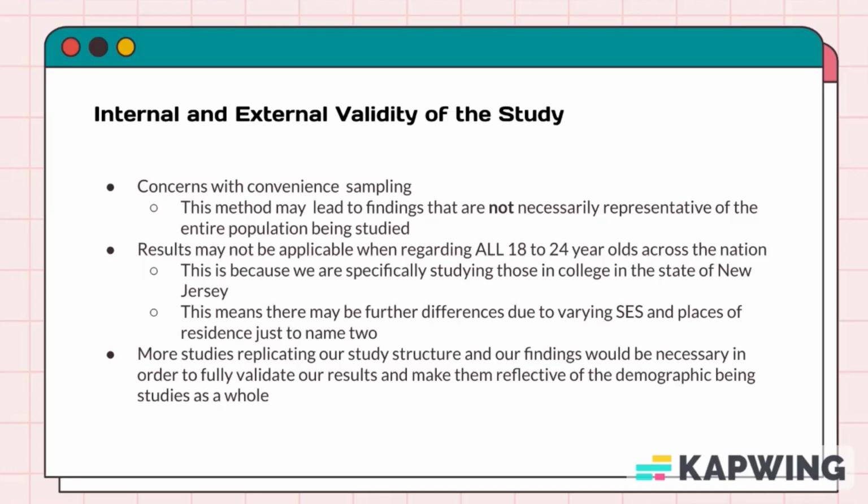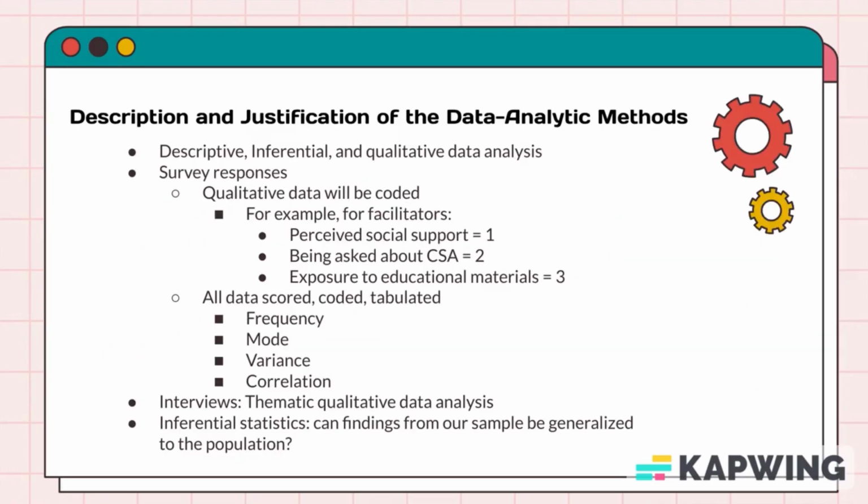That being said, there is a need for other studies to replicate this similar study structure and study the demographic at hand or in question to make sure that the results and the findings we draw from this study are both valid and can be used in the future. To analyze our data, we will use descriptive statistics, qualitative data analysis, and inferential statistics. Qualitative responses will be numerically coded to enable statistical analyses. For example, facilitators to CSA disclosure could be coded as follows: perceived social support 1, being asked about CSA 2, exposure to educational materials 3, and so on.